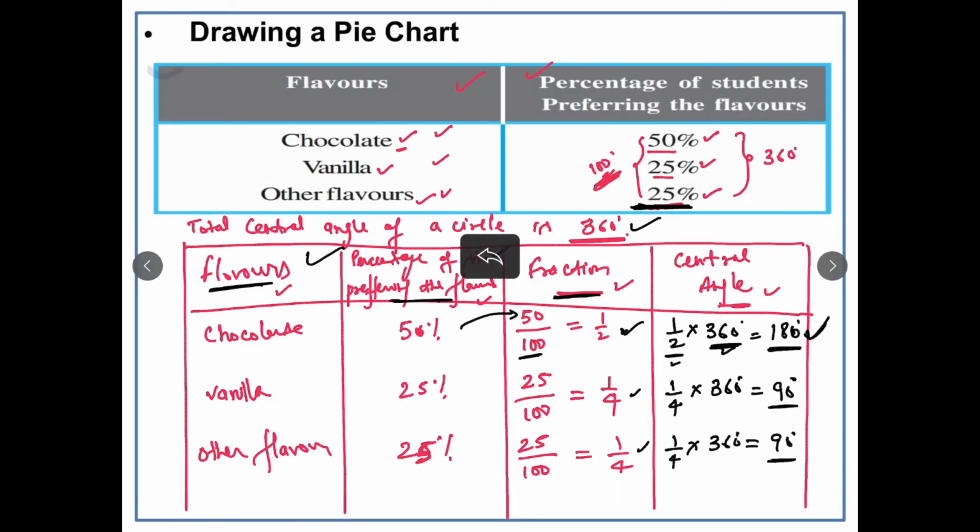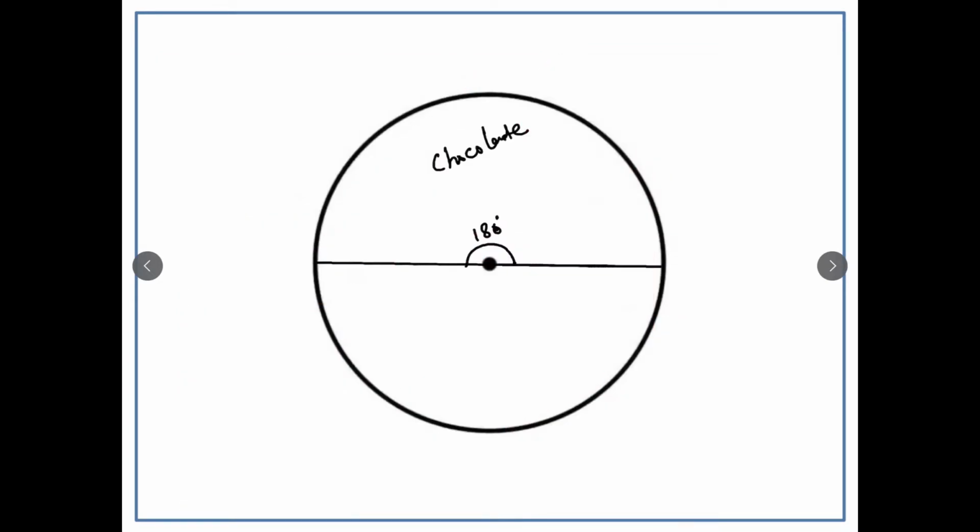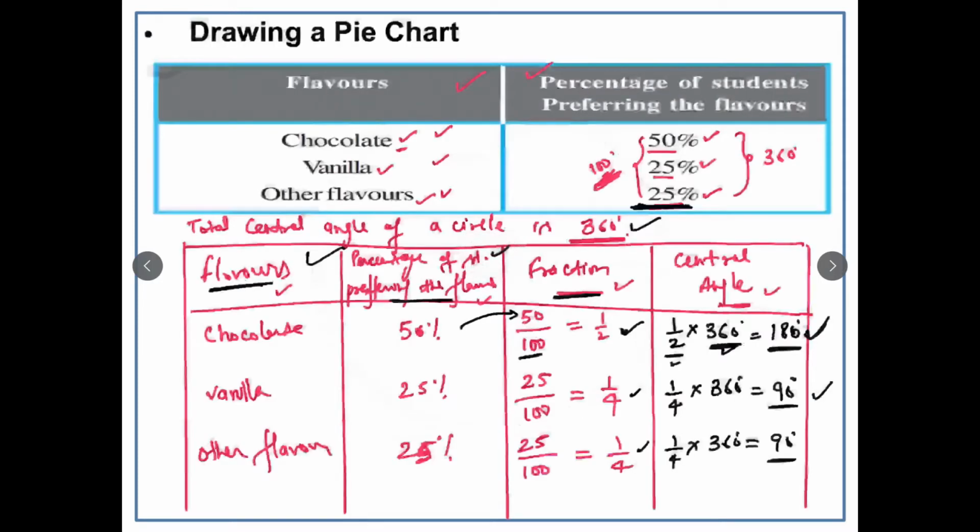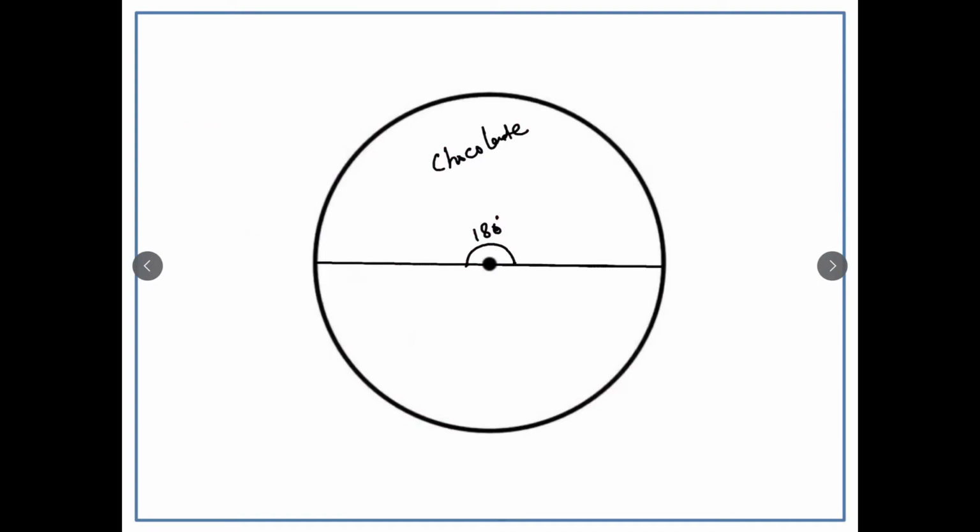Okay, next we have vanilla, which is 90 degree. So from here we'll make an angle of 90 degree. You can use the protractor here. You have a D shape like instrument in your geometry box, that's called protractor. You can use that to mark the angle. So the 90 degree angle will be here.